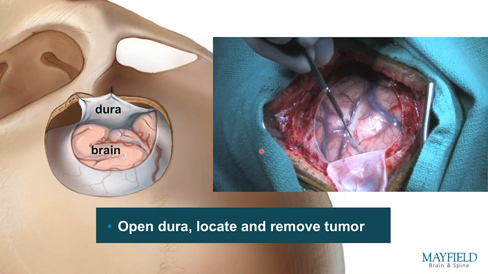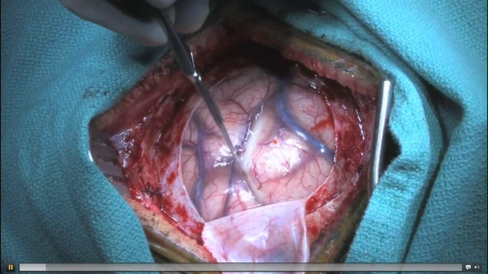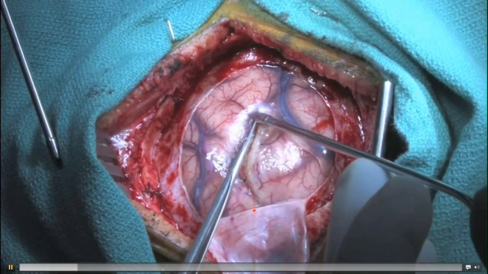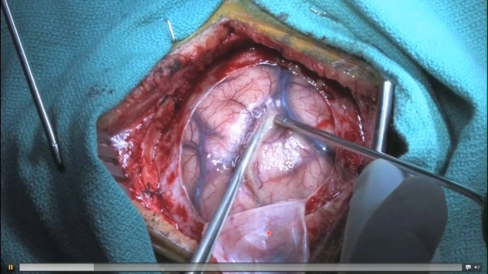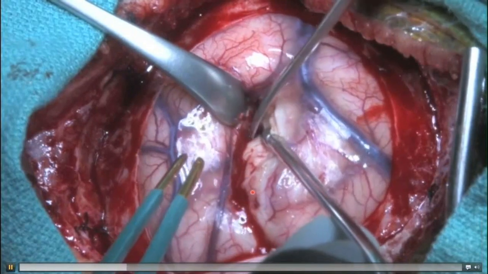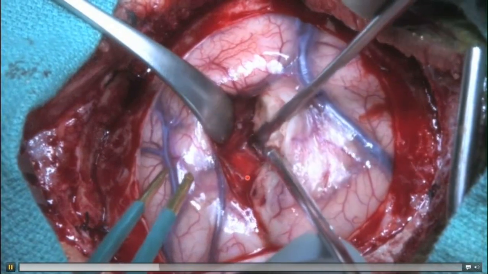So the next step is to open the dura, and then they can locate and remove the tumor inside the brain. I wanted to show you a video of this part because it shows him locating the tumor and then taking it out. Okay, so right now he's cutting, and this is not the brain itself. This is another protective layer of the brain that is underneath the dura. He's got the dura flapped away here, and he's making an incision in the arachnoid layer. And now this is actually separating the brain tissue.